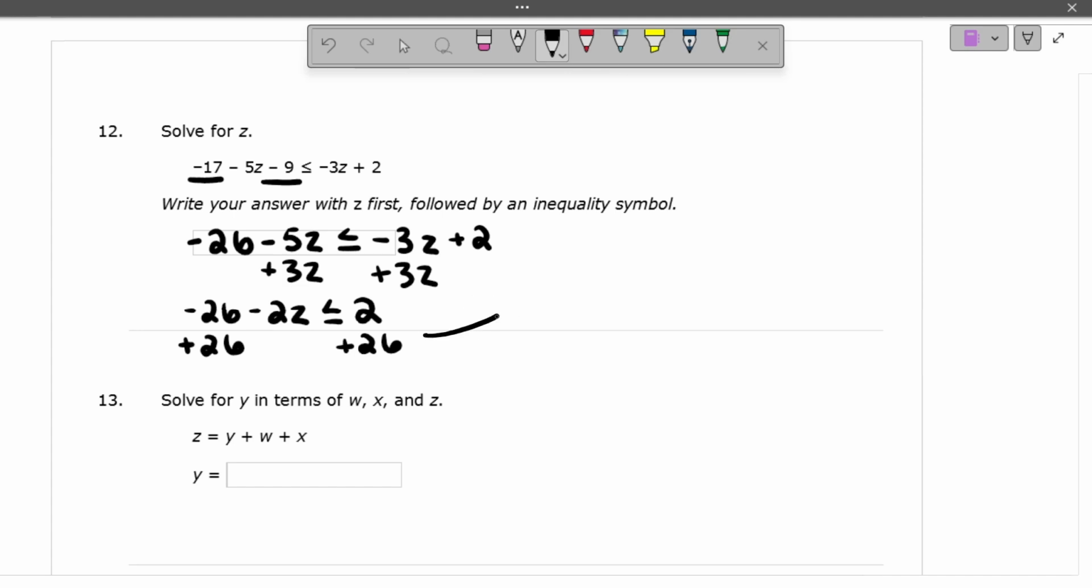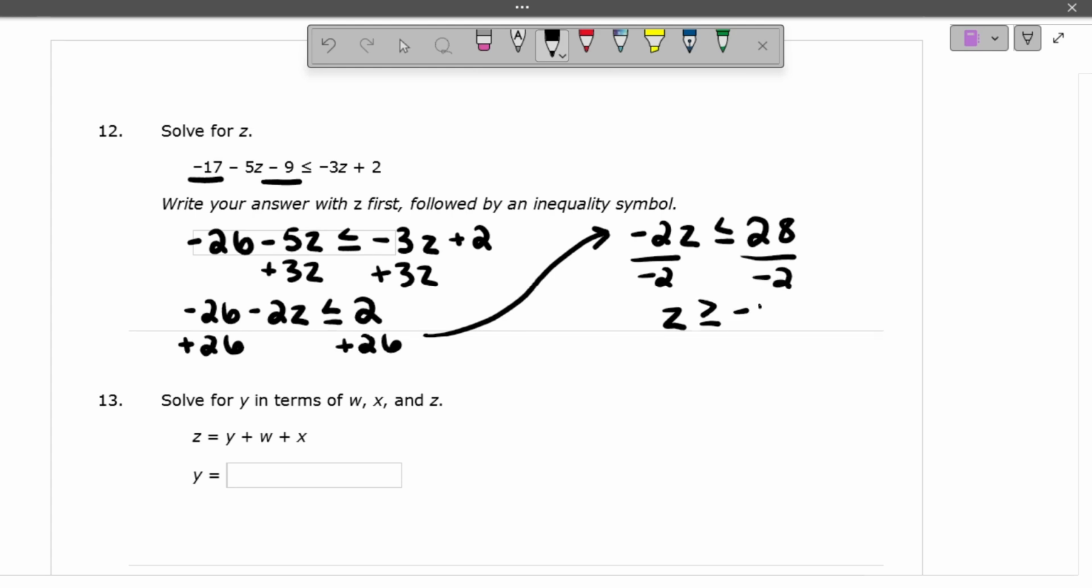And then continuing to write this problem all the way over here, we'll have a negative 2z less than or equal to 28. Right, dividing by negative 2. Once again, we're dividing by a negative, so we need to flip our inequality to be greater than or equal to negative 14. So there you go. Problem 12 is all done.